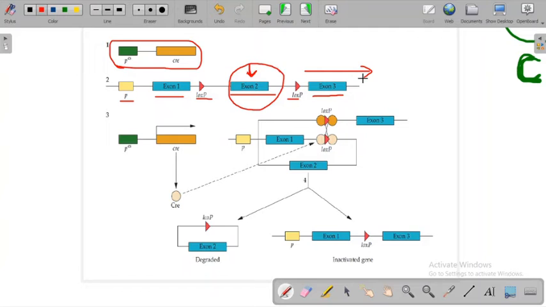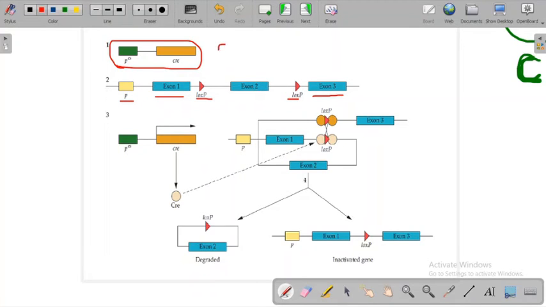Is it? I hope you are understanding this one. If there is an absence of this exon 2, then there will be the diseased animal. Currently exon 2 is present, so there is no disease at all. Okay, no disease at all.